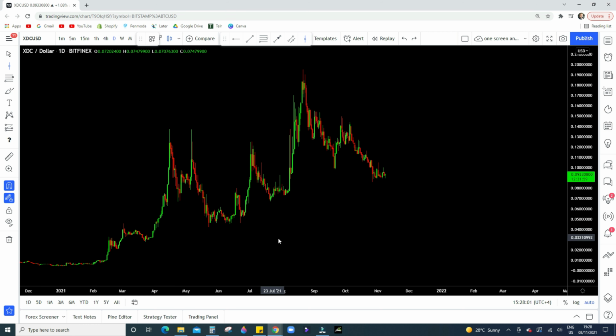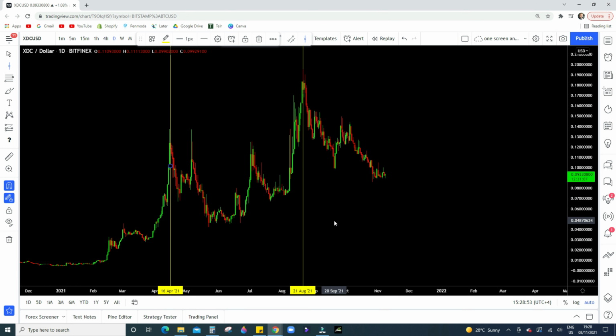Now the most important fact about the XDC chart is that it has a complicated correction. Most people would tend to think that the correction started at this point over here. However, XDC has been in correction since April, right at this point. So what we'll do next is break down this corrective pattern to try to understand how many smaller pieces we have and what will likely happen next.